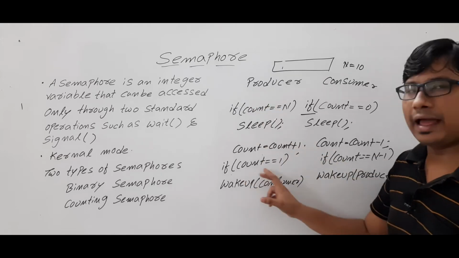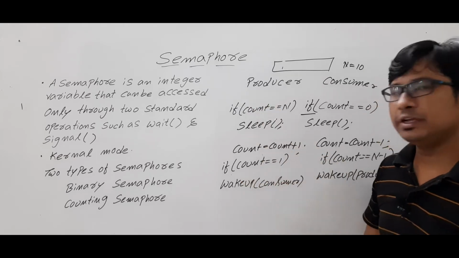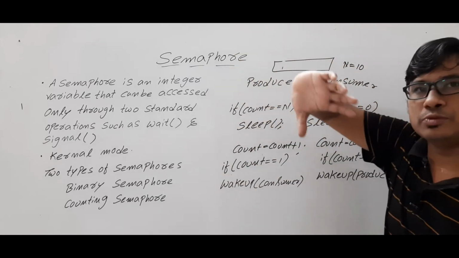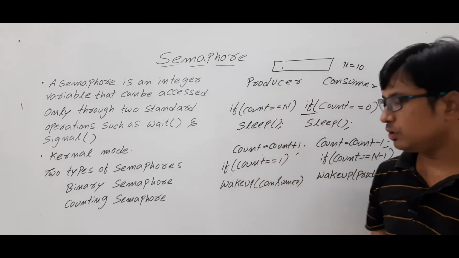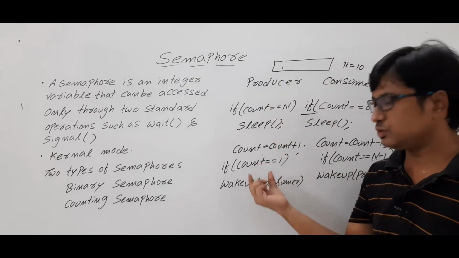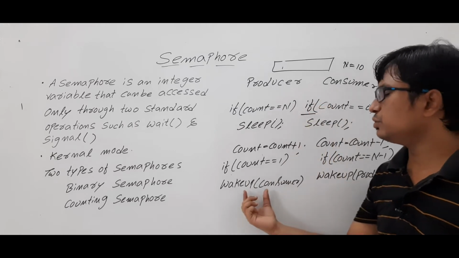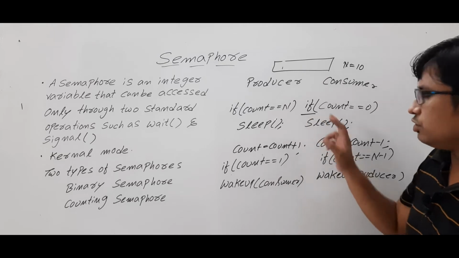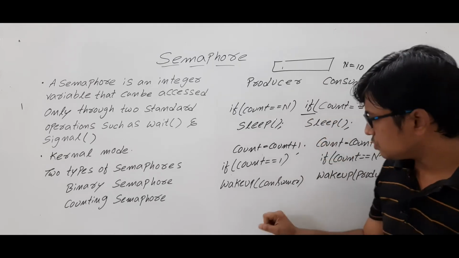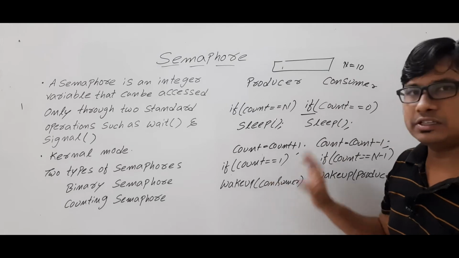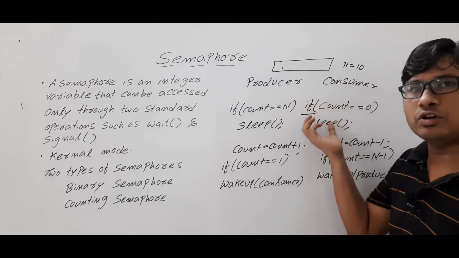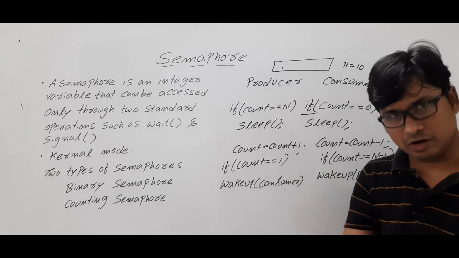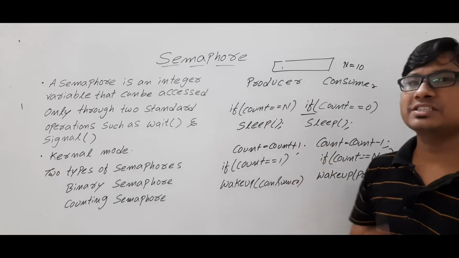Now the producer has produced one item. Count will be equal to 1, because before that the buffer was empty and count was equal to 0. So this condition is true. If this condition is true, he has to wake up the consumer. So he has generated a wake up signal to wake up the consumer. But the consumer is not sleeping yet. So if the producer generates the wake up signal and the consumer is not sleeping, that wake up signal will be wasted. Now after the wake up signal is lost, the consumer goes to sleep.